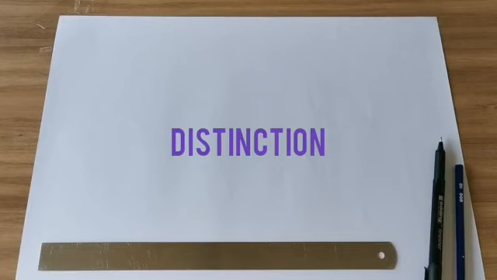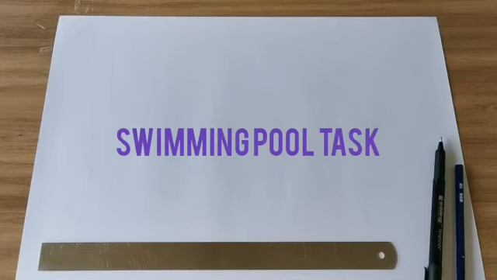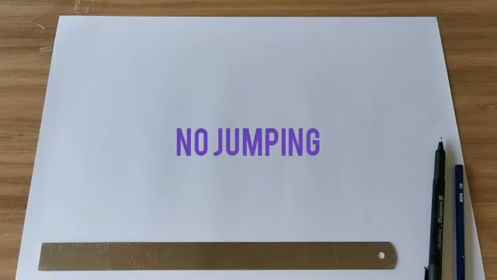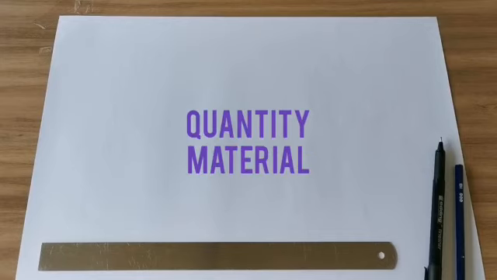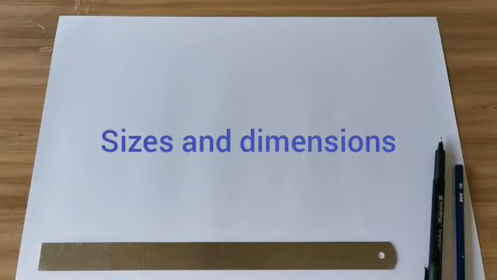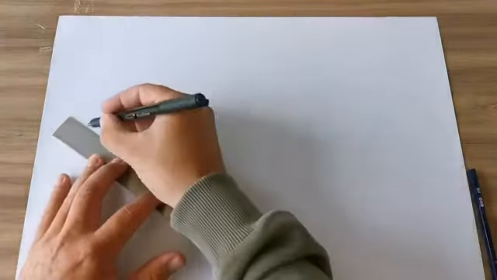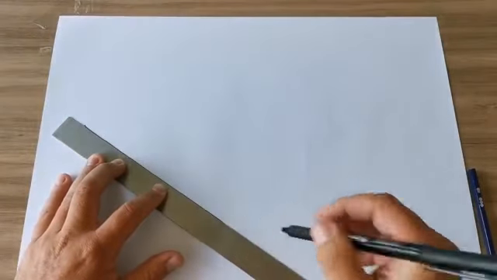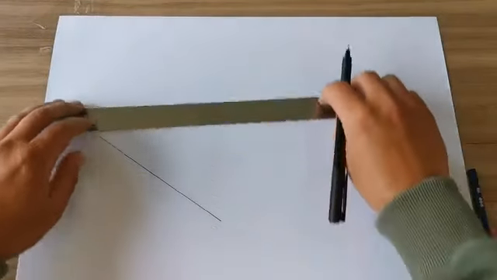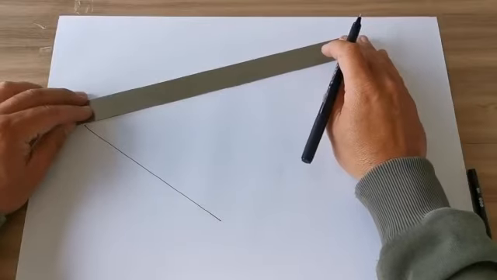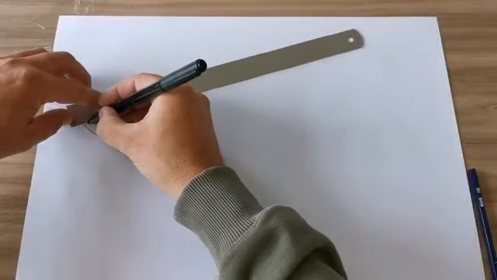So what we're going to do is just put a task in front of you, and this one is a swimming pool task. No, you're not going to go dive bombing into it, but we're going to be working out the quantities and the materials that are needed for this task. Now first of all, we need some sizes and dimensions. So we're going to have a swimming pool, and I'll just put some lines in here, and we'll work out the exact amounts of lengths that we need.